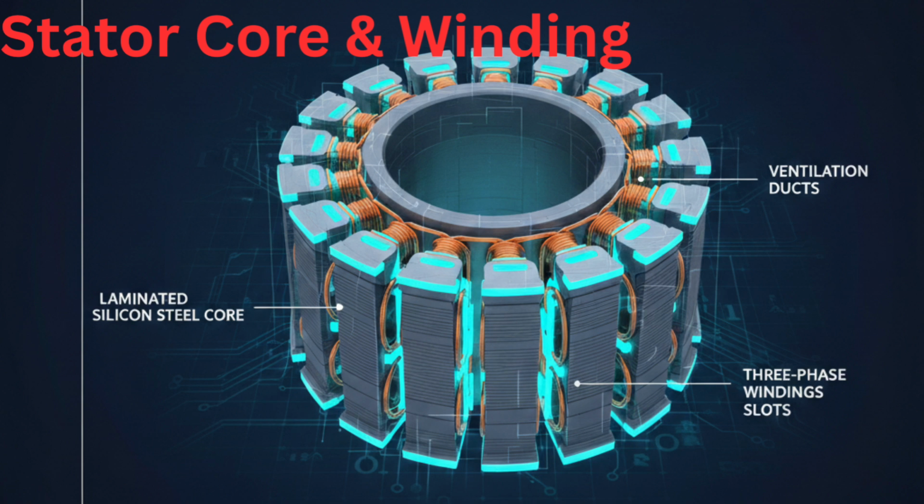Ventilation ducts are formed between laminations so cooling air can circulate through the machine. From an exam perspective, always remember that the stator is where voltage is induced, and lamination is used specifically to reduce losses and temperature rise.